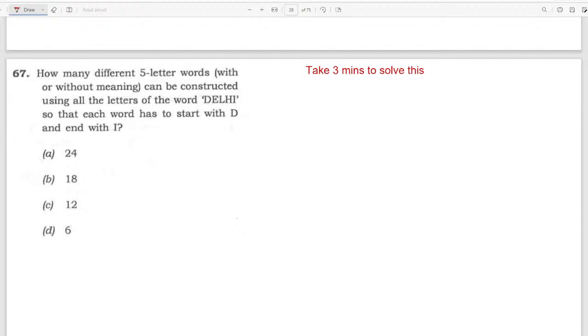How many different 5-letter words can be constructed using all the letters of the word Delhi, so that each word has to start with D and end with I? So you have to use all the letters and the first and last letters should be D and I. 1, 2, 3, 4, 5. So D and I. They are asking for 5-letter words using all the letters.